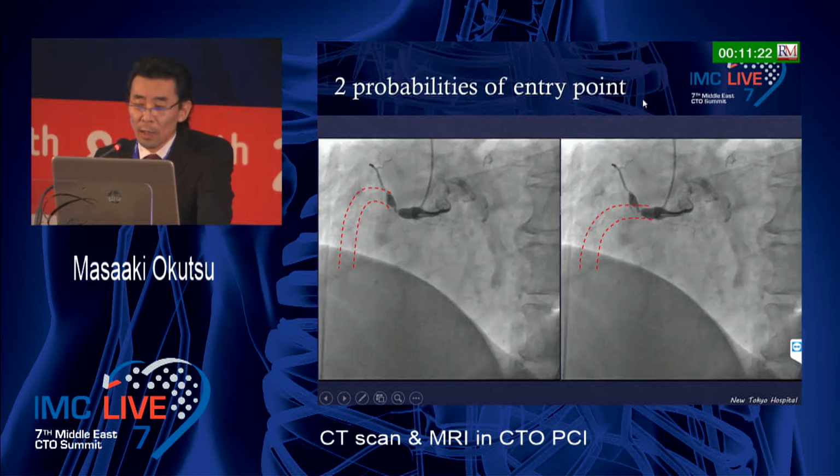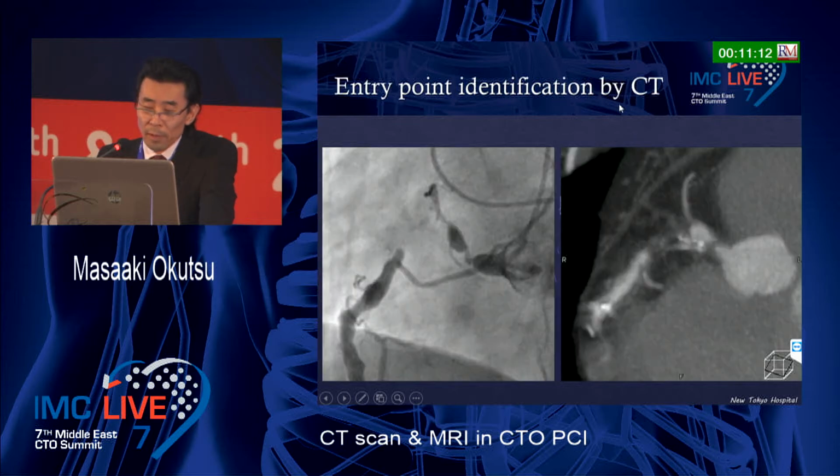I think that we can predict the two probabilities of the entry point, this point and this point. And then checking the CT, as you can see, this is contrast staining the wide lumen. This is this point, and this severe stenosis is here, and the small branch is this one.